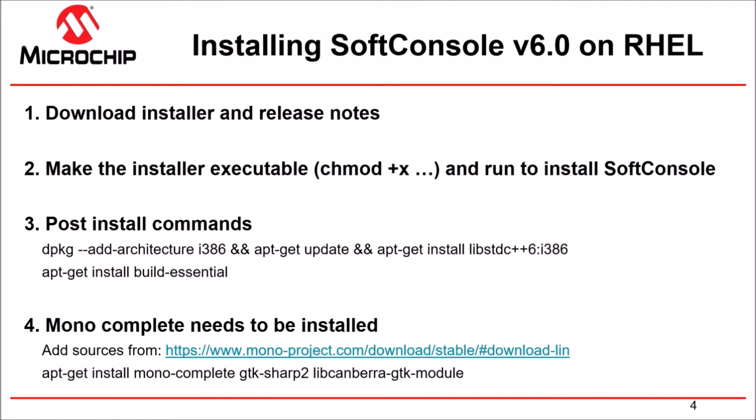So just to summarize what was covered in this video, I downloaded a copy of the SoftConsole installer and release notes from the Microsemi website. I made the installer executable and installed SoftConsole. I then ran the post-installation commands from the release notes and added the sources for monocomplete and installed monocomplete as well.